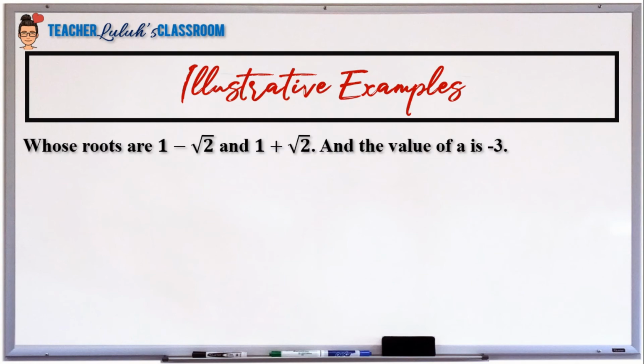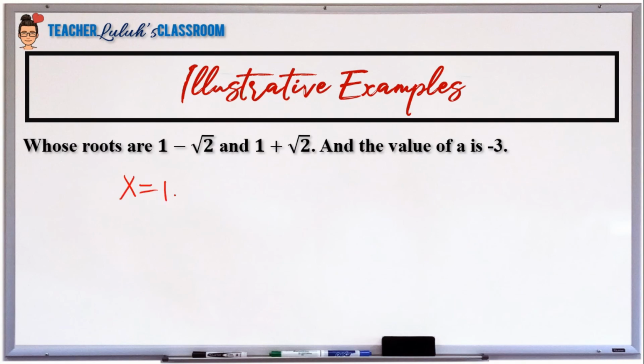Let's have our last example. We are still going to derive a quadratic equation. This time, the roots are 1 minus square root of 2 and 1 plus square root of 2. And the value of a is negative 3. So again, reminder, even if the only given is 1 minus square root of 2, automatically 1 plus square root of 2 is a root because of the reason I said a while ago. Okay.